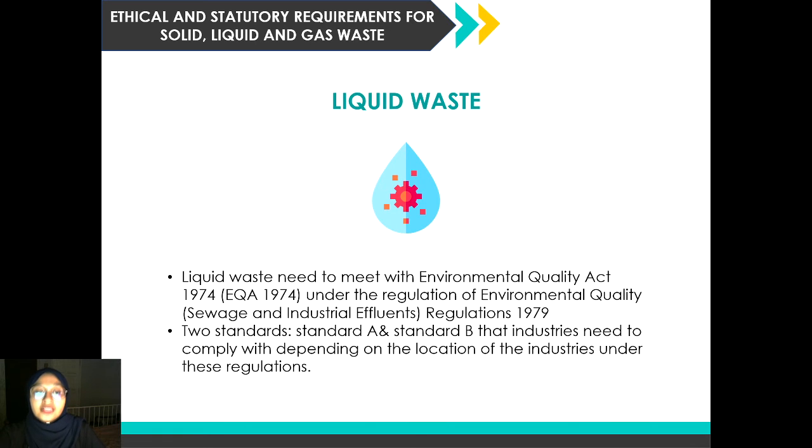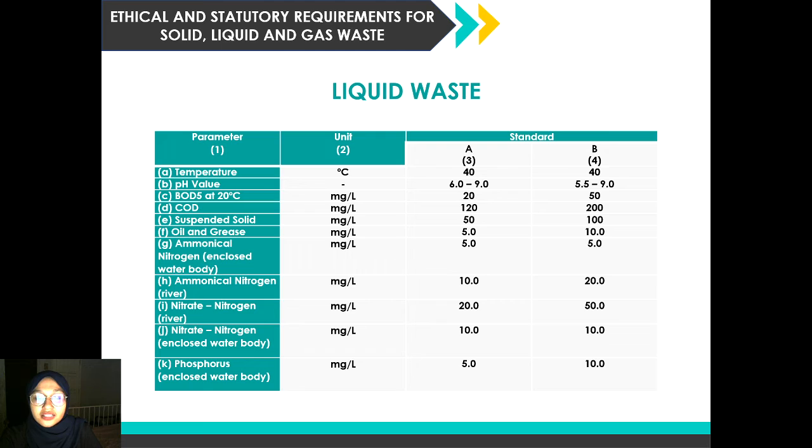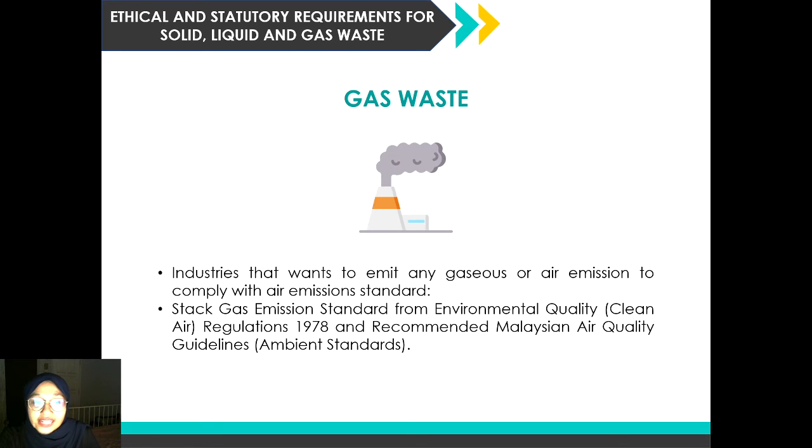So liquid waste needs to meet the Environmental Quality Act 1974. And there are 2 standards, which are Standard A and Standard B, that industries need to comply with depending on the location of the industries under these regulations. So these are the tables of Standard A and Standard B that industries need to refer to before emitting their liquid waste. So for gaseous waste, industries that want to emit any gases or air emission need to first comply with the air emission standards, which are the Stack Gas Emission Standard from Environmental Quality Clean Air Regulation 1978, and also the recommended Malaysian Air Quality Guidelines Ambient Standards.